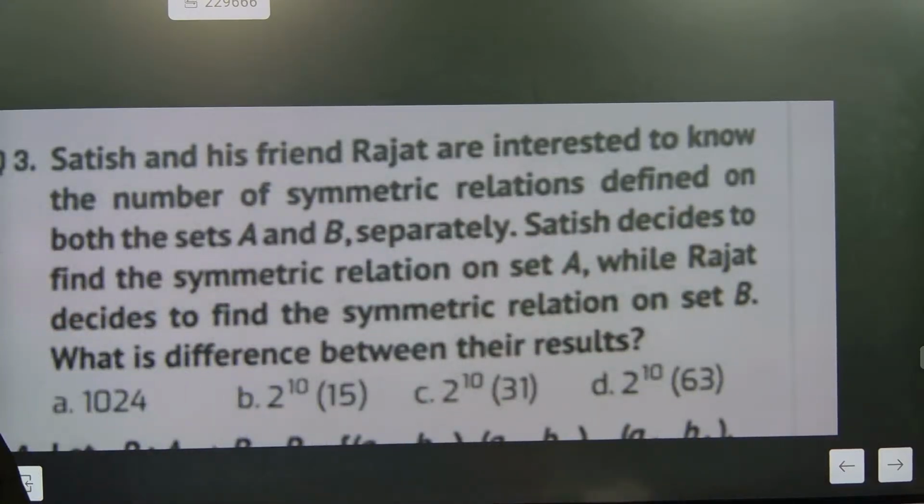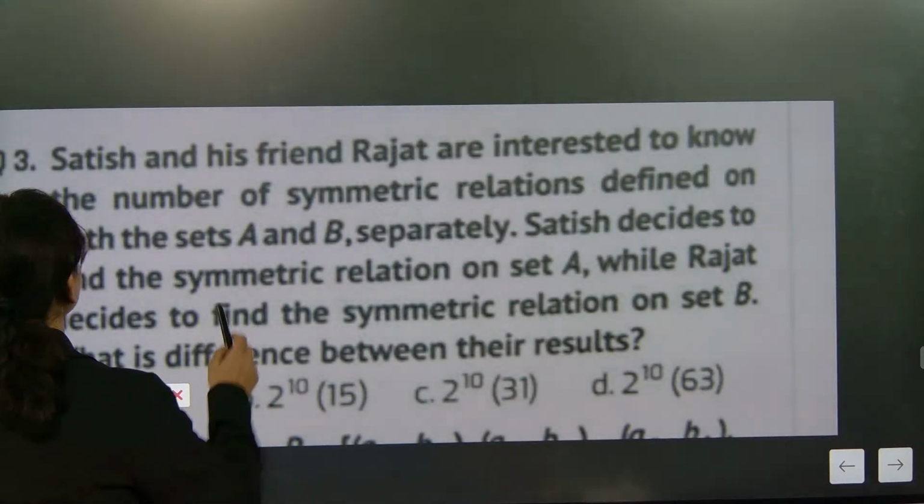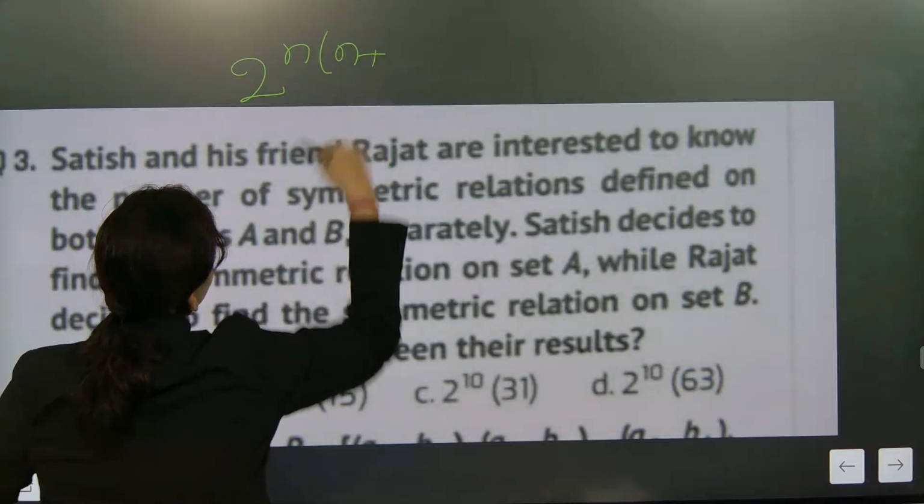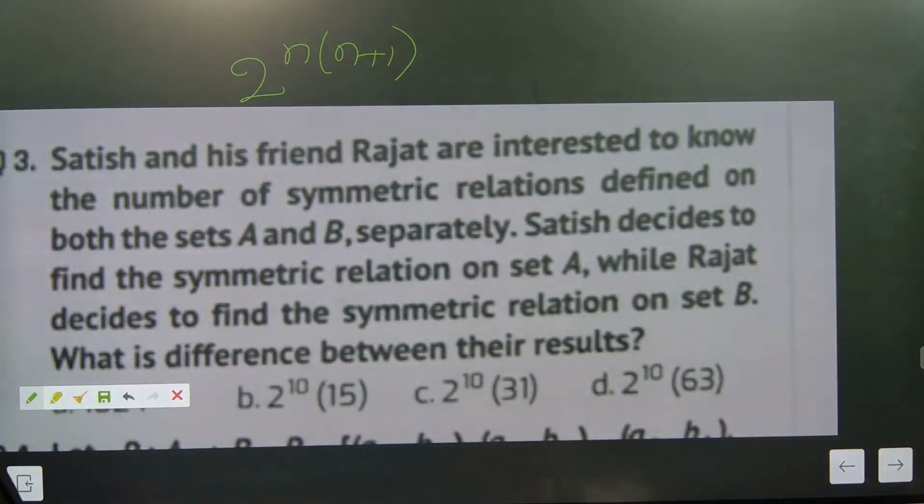Satish and his friend Rajat are interested to know the number of symmetric relations. What is the formula for the number of symmetric relations here? Many times I taught you the number of symmetric relations formula. The number of symmetric relations formula is 2 to the power n(n+1)/2. Understood? So they defined sets A and B respectively. Satish decided on symmetric relations on set A, while Rajat decides on symmetric relations on set B.